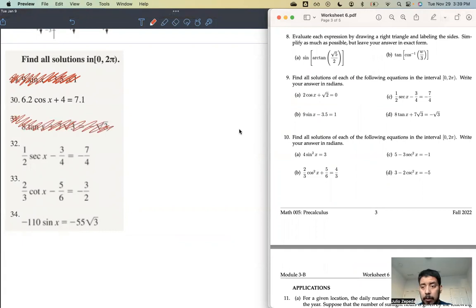Give them a try on your own. The ones we'll do are very similar, so we'll still figure out how to do these. All right, let's go ahead and take a look at two of these.